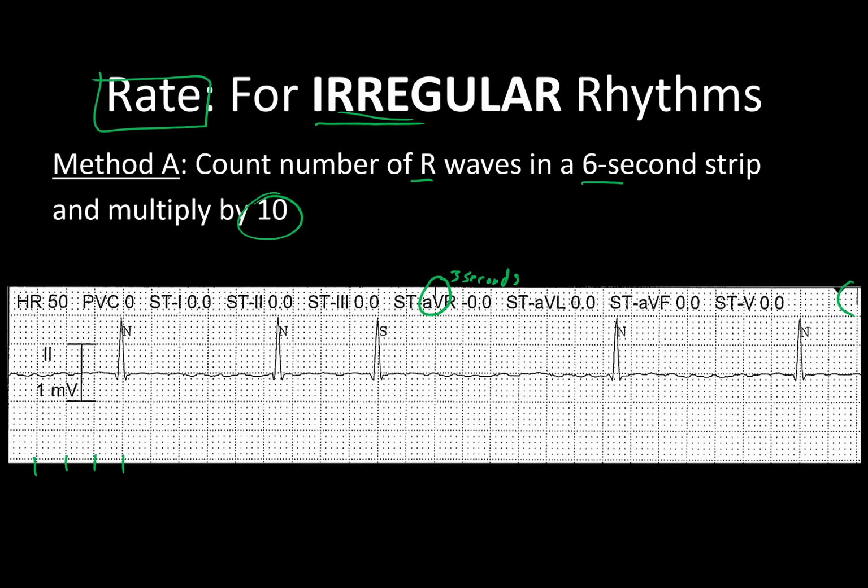So we have an obviously irregular rhythm. There's no pattern to it that we can see just by staring at it right here. So because it's irregular, we can use this count method. So I will just count the number of R waves. And I've got 5. So 5 times 10 equals a rate of about 50 beats per minute. It's just that easy, which funny enough actually happens to match. Doesn't always, but matches in this case.